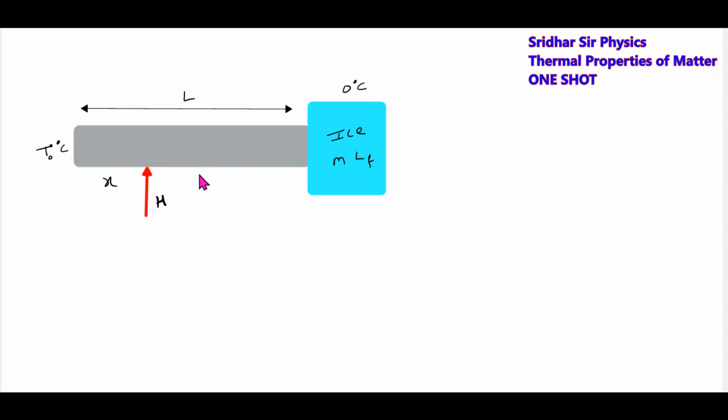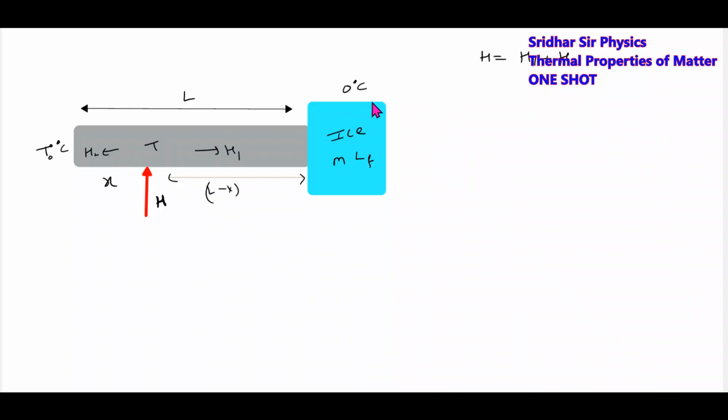Here heat is transferred. So let T be the temperature of this point. What about this point? The remaining length will be L minus X. Okay, fine. So here the heat will flow. We'll call this H1. The amount of heat flowing here will be H2. Now what is H equal to? First we'll write the basic equation: H equal to H1 plus H2.